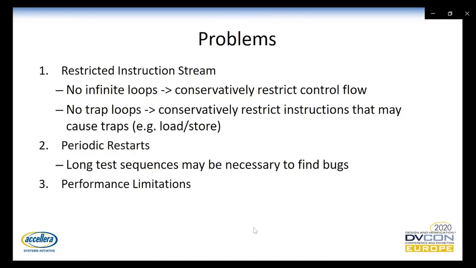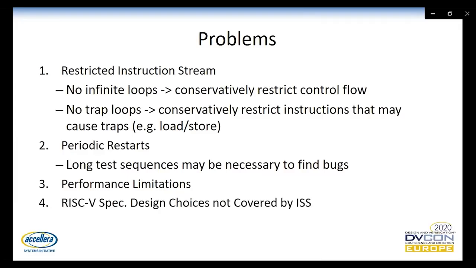A third problem are performance limitations. When you think again about the test generation approach, each test case involves several steps with inter-process communication. First, the test case is generated and written to a file. Then it is compiled into a binary, and next it is loaded on both simulators, and log files are produced and finally compared. These inter-process communications can cause significant performance overheads.